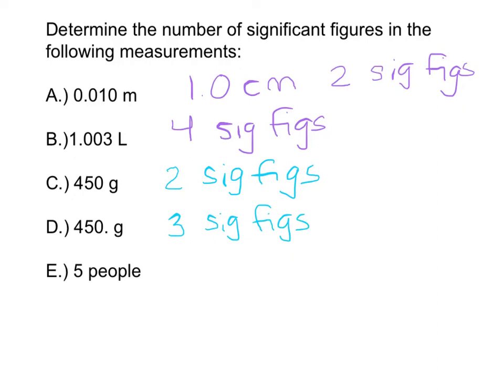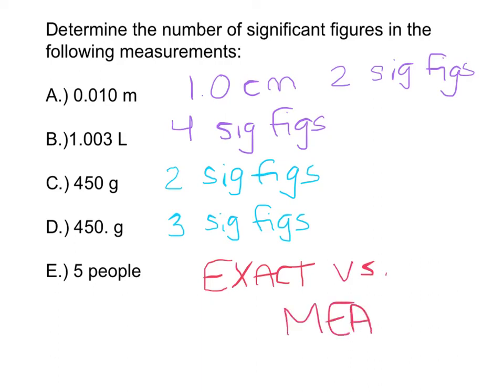Okay, this last problem, E, is illustrating the difference between exact numbers versus measured numbers. Remember that significant figures are important when we're measuring something, and that's because the number of significant figures represents the degree of certainty with which we know this measurement.